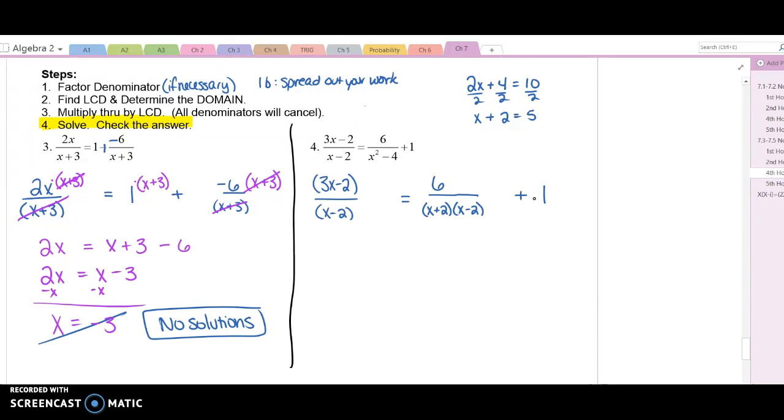We need to think about what are the denominators. I see x minus 2. I see x plus 2. It doesn't matter that x minus 2 is in there twice. If it's in there one or more times, we want to multiply by that. We don't multiply by it more than once, just once. So I'm going to multiply everything by x plus 2, x minus 2.